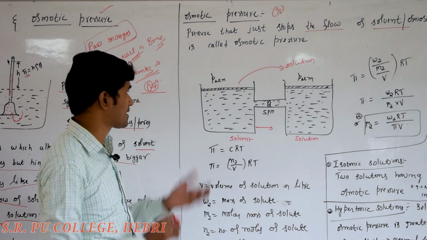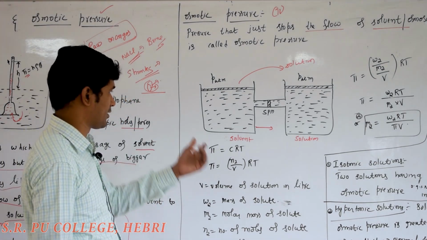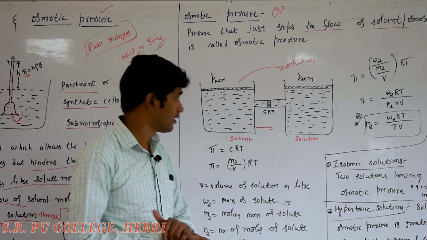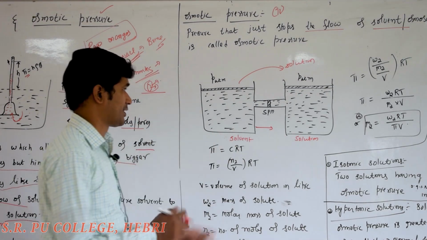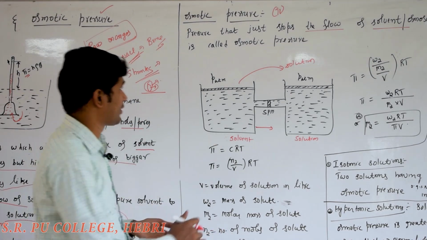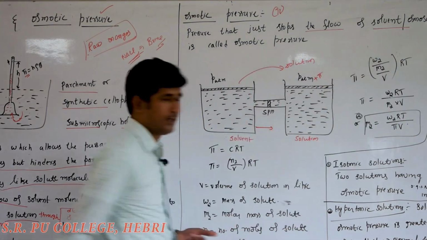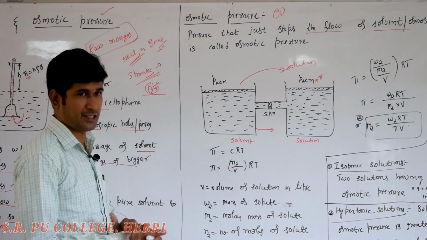Now how to stop this osmosis? How do you stop it? So in order to stop the osmosis, we have to apply pressure on which side? To the solution side. Okay, so we have to apply the pressure on the solution side. So here we have to apply certain pressure pi. So now it stops the osmosis.